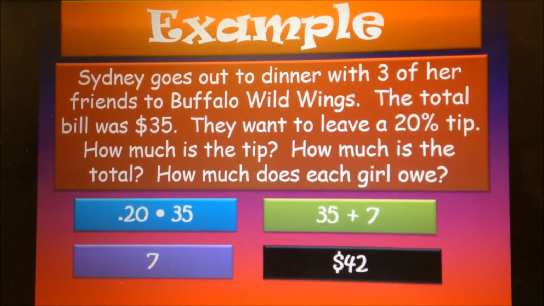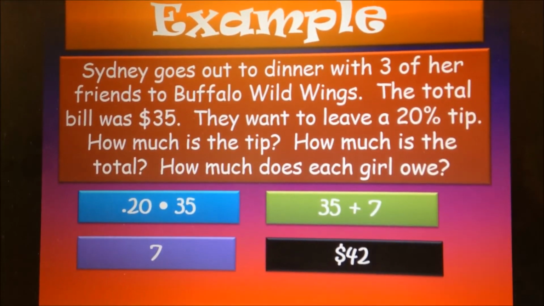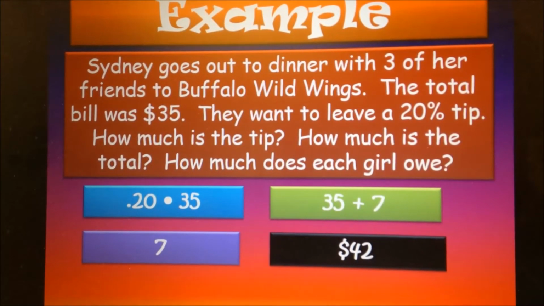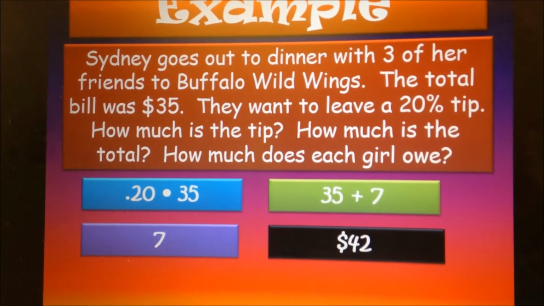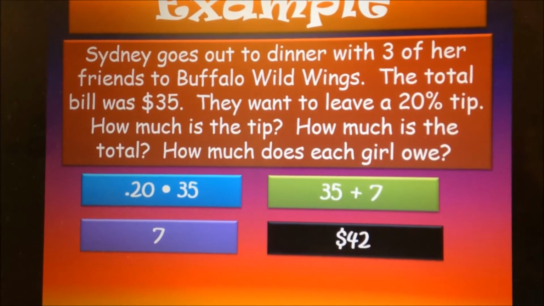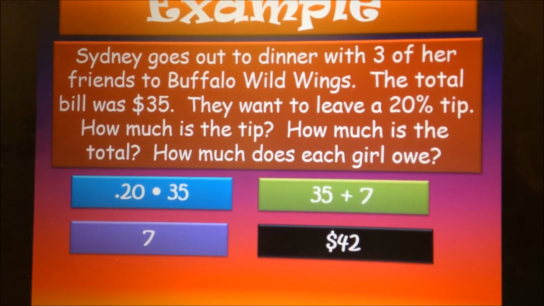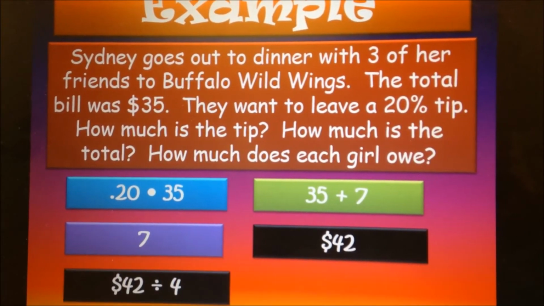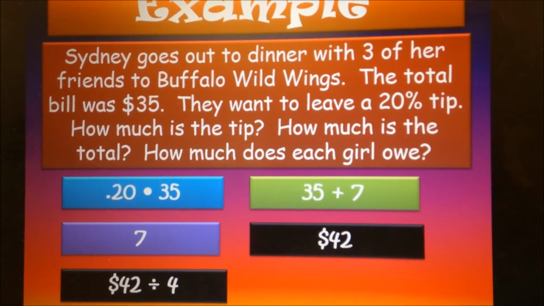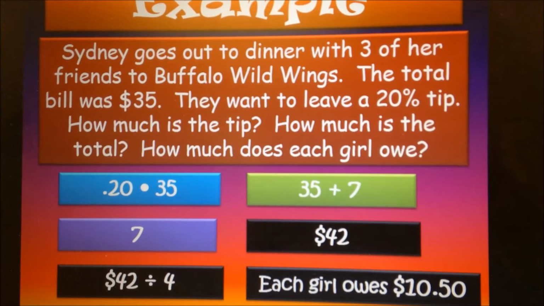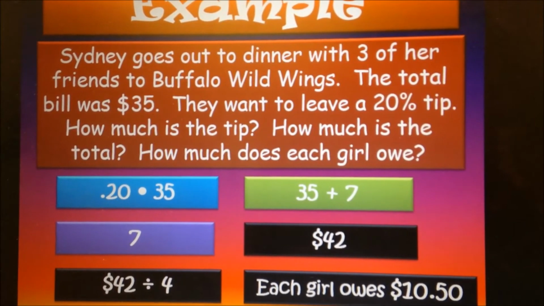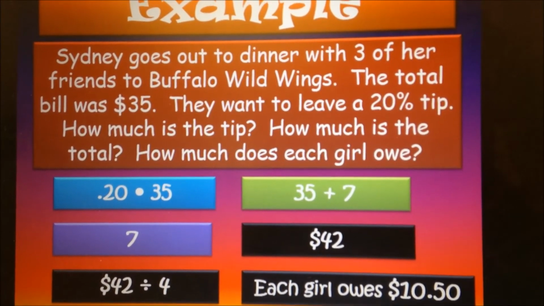Now it says, how much does each girl owe? So I'm going to look back at the beginning, and it says Sydney goes out to dinner with 3 of her friends. Well, if Sydney goes with 3 of her friends, that means I have 4 girls who are splitting the bill. So I'm going to take my $42 and divide it by 4 people. $42 divided by 4 ends up being 10.5, so each girl owes $10.50.